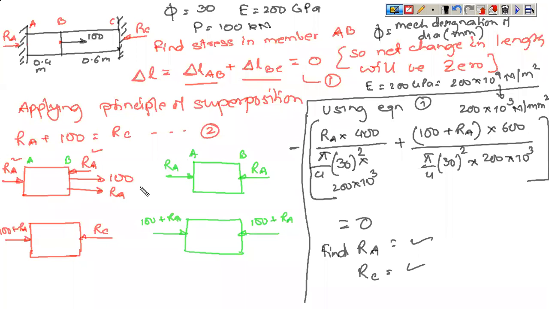Now what the question was, determine the stress in AB. So the effective load in AB is RA. So stress in AB is given by RA divided by pi by 4 into 30 square, force upon area. So whatever value you get, it is the stress which is applicable for member AB.